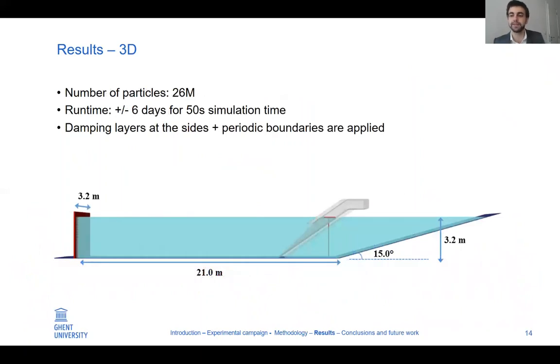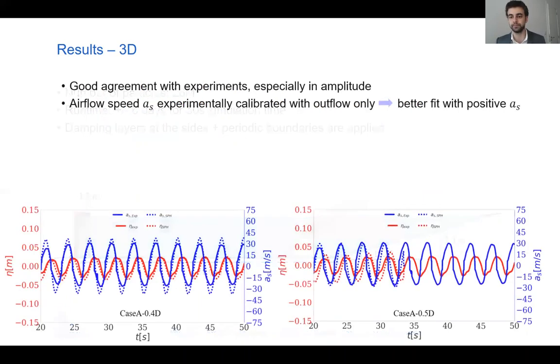Next, a series of 3D simulations were performed. The dimensions of the numerical wave tank are equal to those in 2D. However, now periodic boundaries are added at the lateral sides, thereby cancelling the need for lateral walls and also avoiding the lateral reflection. The number of particles here is about 26 million and the runtime is more or less 6 days for 50 seconds of simulation time.